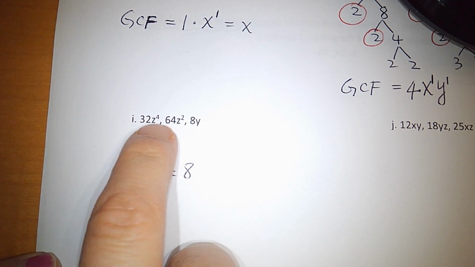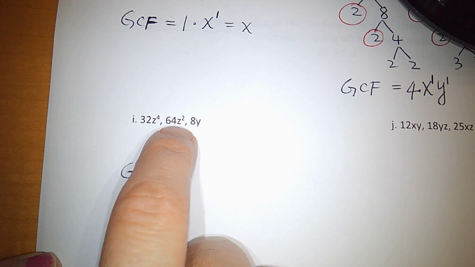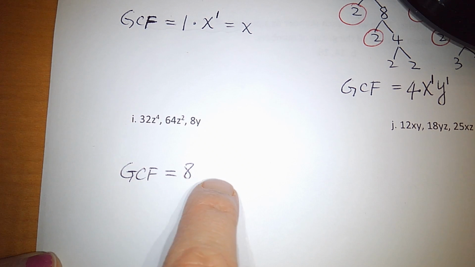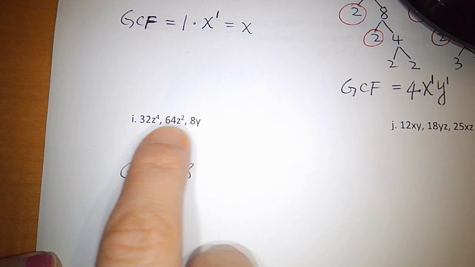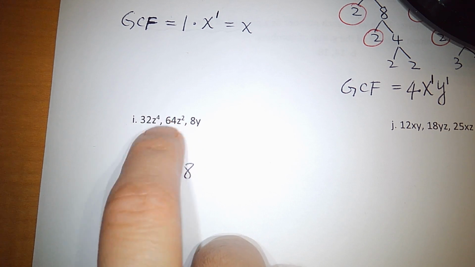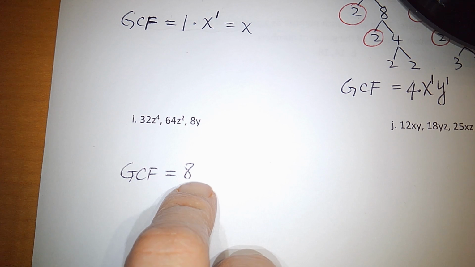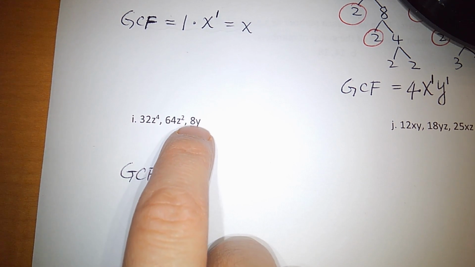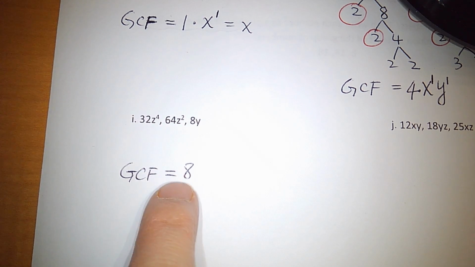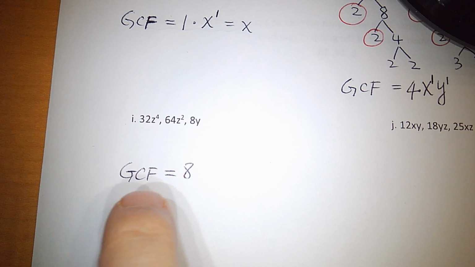And now let's check. For variable z, these two terms have variable z, right? Does this one have variable z? No. So can we write down a z to an exponent? No. The z variable must show up in all of the terms for it to show up in the GCF. So we cannot put z, just 8. Because this term has a variable y, but these two terms do not have variable y, so we don't put a y into our GCF. So eventually the GCF is just the number 8, that's it.